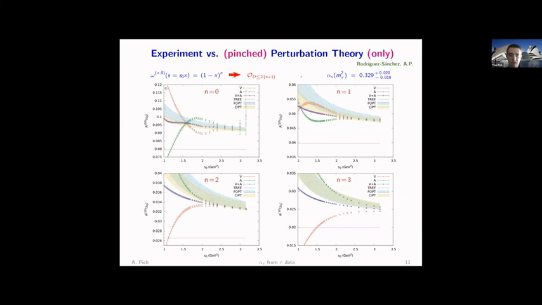The red points are experimental data in the vector channel. The green points are experimental data in the axial channel. The black points are experimental data in the full vector plus axial channel. And what you see in the bands is the pure perturbation theory prediction without any non-perturbative uncertainty, just with the value of alpha s that has been extracted from the fit. And the result is surprisingly good. It's much better than one would expect before doing that.